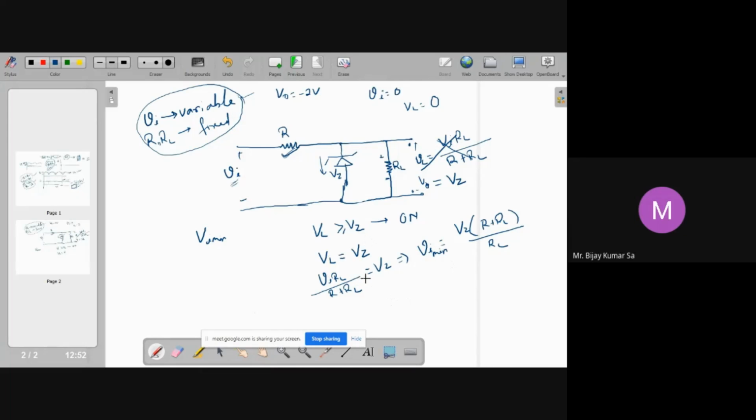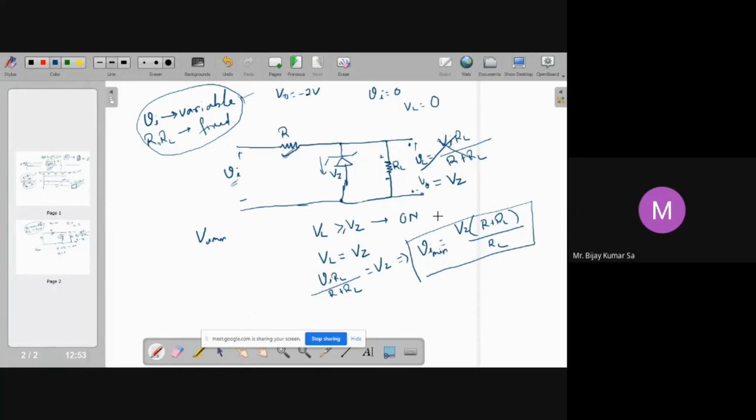Okay, this is what we are solving for. This is the VI minimum. So this is the minimum value of VI which will give you VL at least equal to VZ. So this is the amount of VI minimum. If you have some VI which is greater than this VI minimum, of course the VL will be more than sufficient to be greater than VZ.